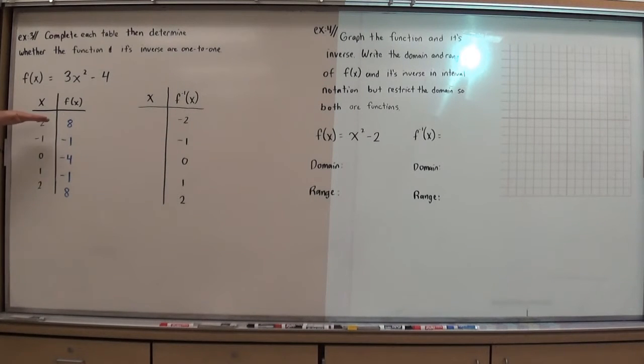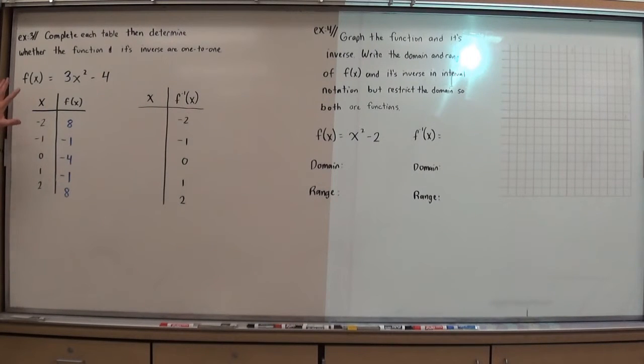And it's a quadratic, and so this kind of makes sense. 8, negative 1, negative 4, negative 1, 8. Kind of got a vertex. Y-intercept 0, negative 4. Everything kind of makes sense there. So that's my original function. It's a parabola. Let's see what the inverse function would be.